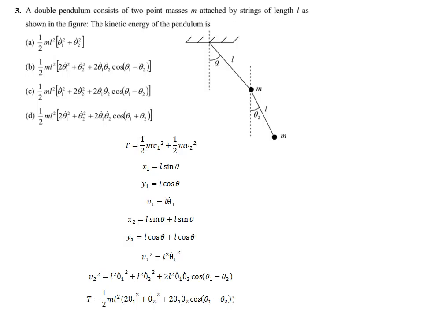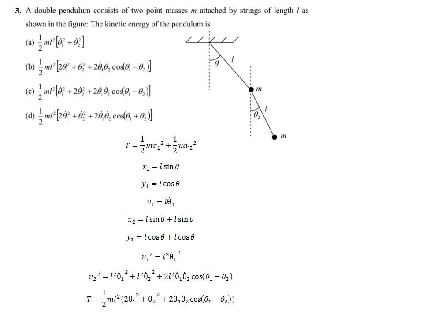We find kinetic energy T is equal to half mv square. Since there are two masses, that is half m v1 square plus half m v2 square. The position coordinate of m, x1 is equal to L sin theta, y1 is equal to L cos theta. And position x2 is equal to L sin theta 1 plus L sin theta 2, while y2 is equal to L cos theta 1 plus L cos theta 2.